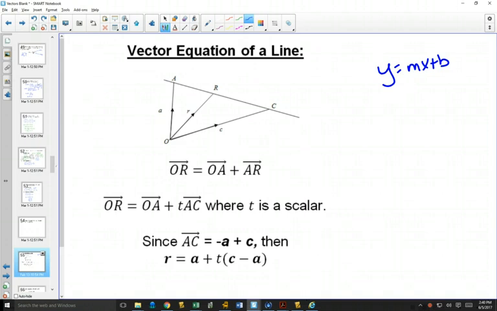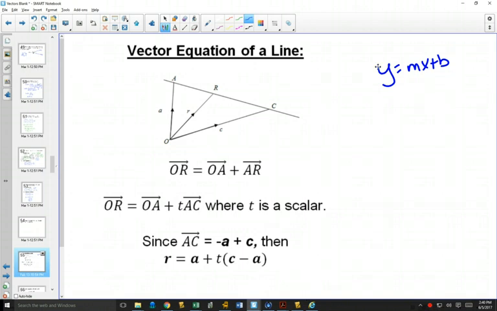So we're going to think about our equation of our line, and we're going to redefine it for vectors. And what's going to be really nice is our equation of a line y equals mx plus b only worked in 2 dimensions. But now we'll be able to define lines in 3 dimensions as well. So how does the idea work?